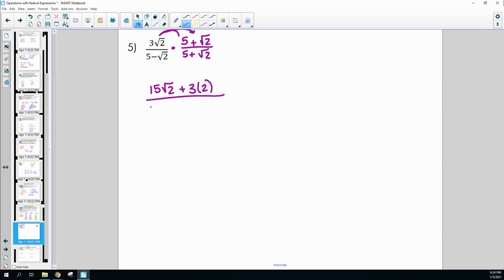In the bottom, I'm going to FOIL. So 5 times 5 gives me 25. 5 times root 2 is going to give me 5 square root 2. Negative square root of 2 times 5 is going to be negative 5 square root of 2. And then negative square root of 2 times positive square root of 2, I'm going to multiply negative 1 times 1, so that's negative. Square root of 2 times square root of 2 is 2. Now notice here, I have 5 square root of 2 and negative 5 square root of 2. That's the whole point of the conjugate. It will cancel out that middle square root term.